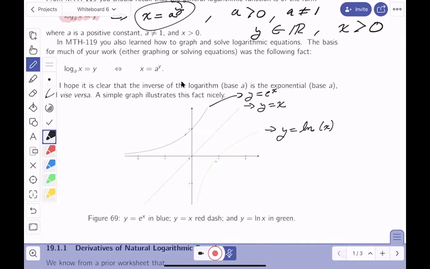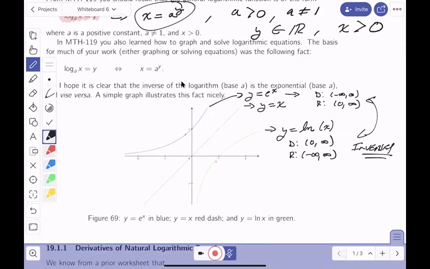All right, let's look at e to the X. Think about the domain and range of this thing. The domain of this is real numbers. The range of this, well, let's see, it's going to be from 0 off to infinity. Let's talk about this now, which is the inverse function. The domain of this is 0 to infinity, and the range of this is minus infinity to infinity. You should see these things as being inverses, just like it's covered in Math 119. All right, so that's kind of done.